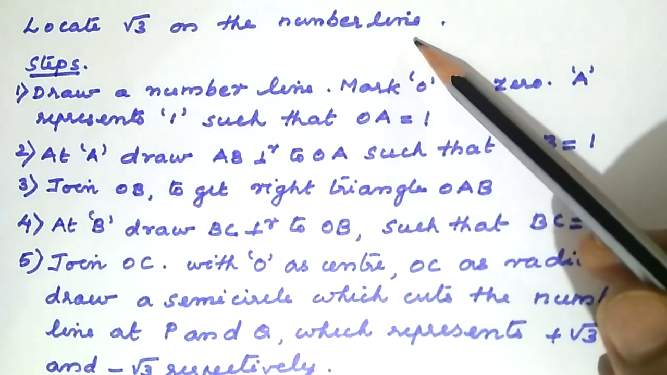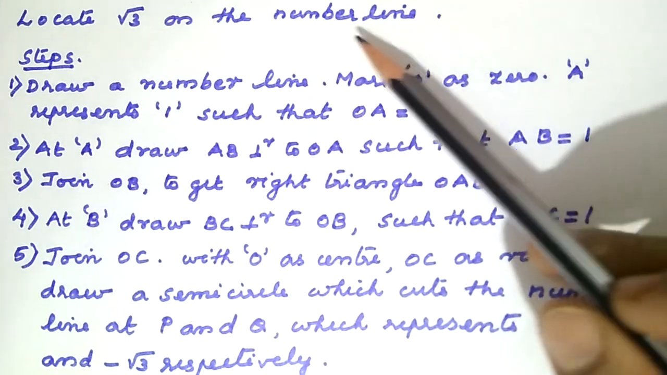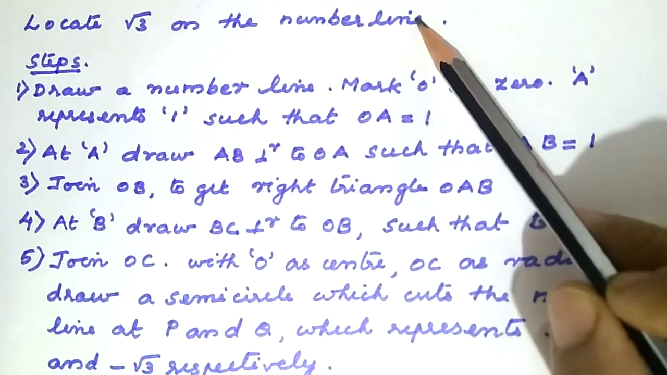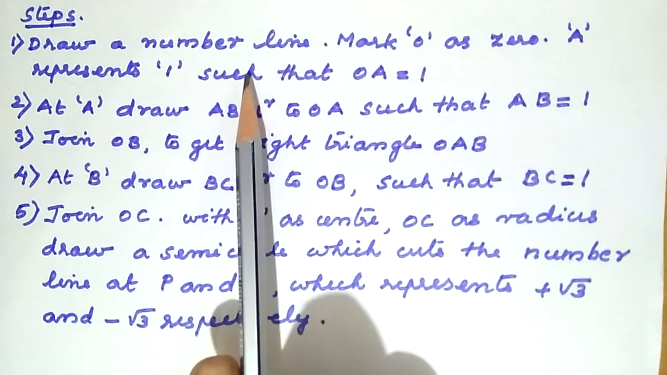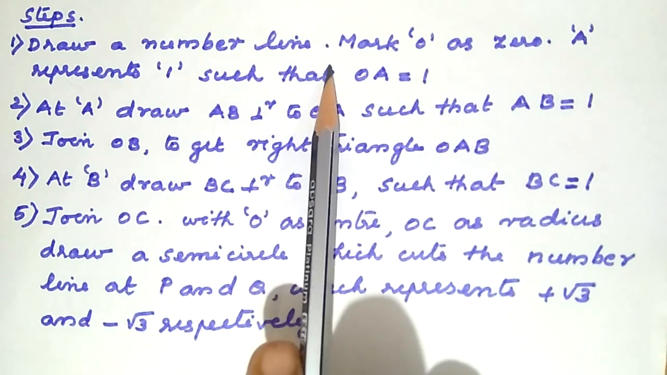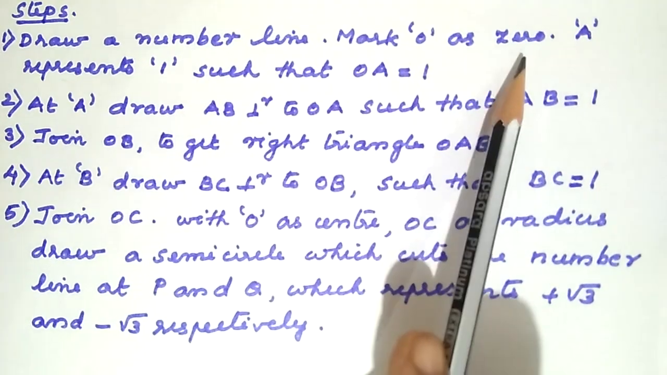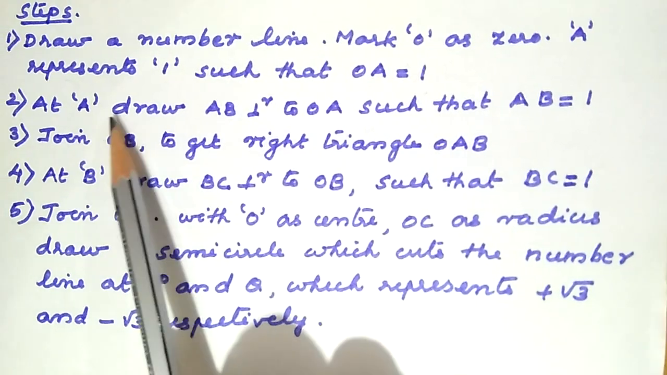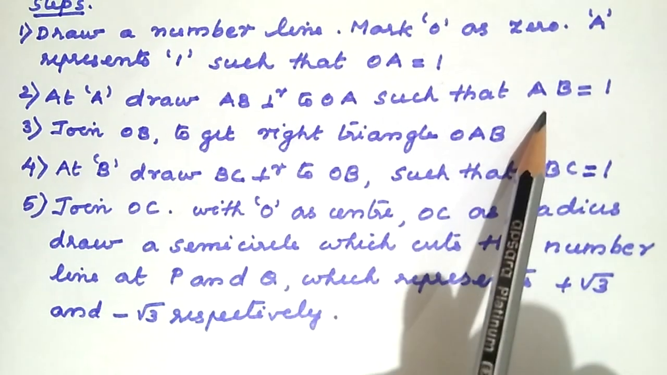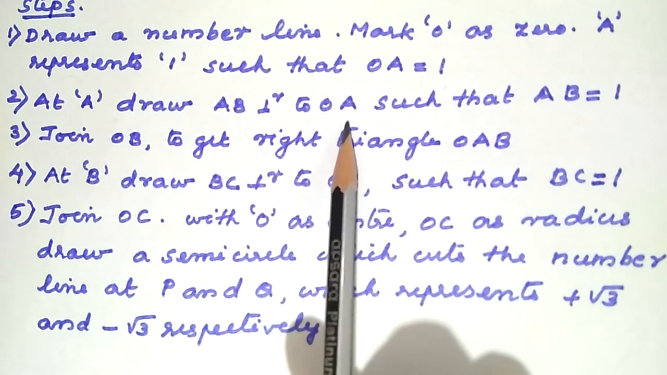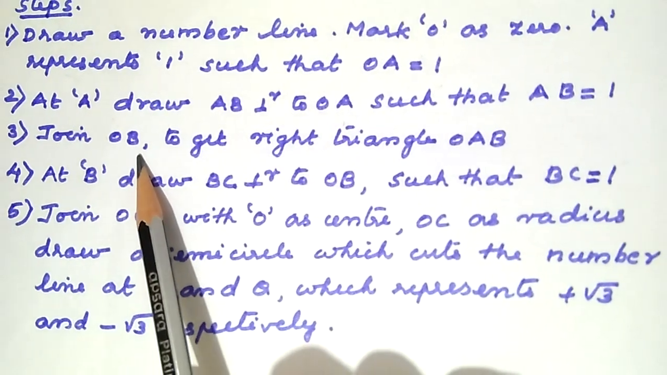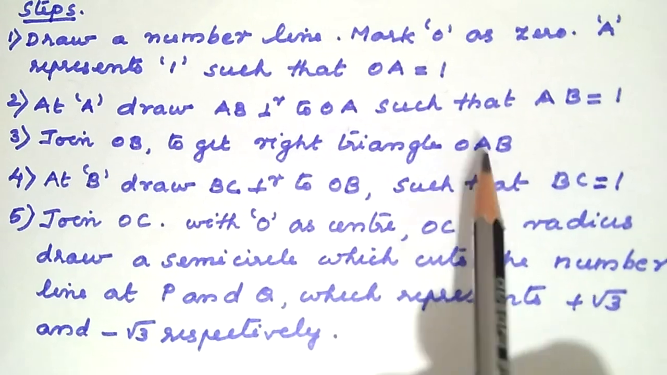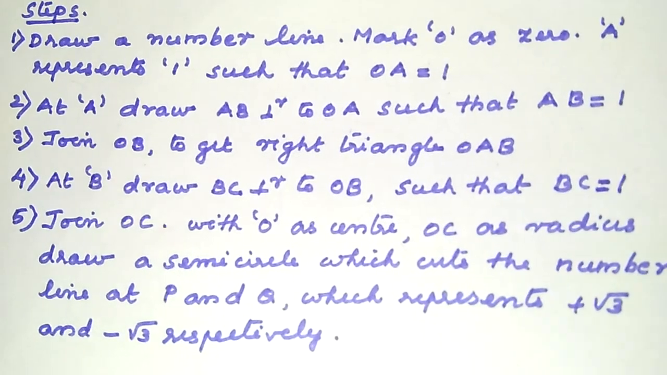Now I'll show all the steps of root 3. First question, locate root 3 on the number line. Same steps as you have done for root 2. Draw the number line, mark O as 0, A as 1 such that OA equal to 1. Now with the help of the protractor, draw AB equal to 1 centimeter. That is the perpendicular. Then again join OB to get the right triangle OAB. That is the first right triangle we have completed.